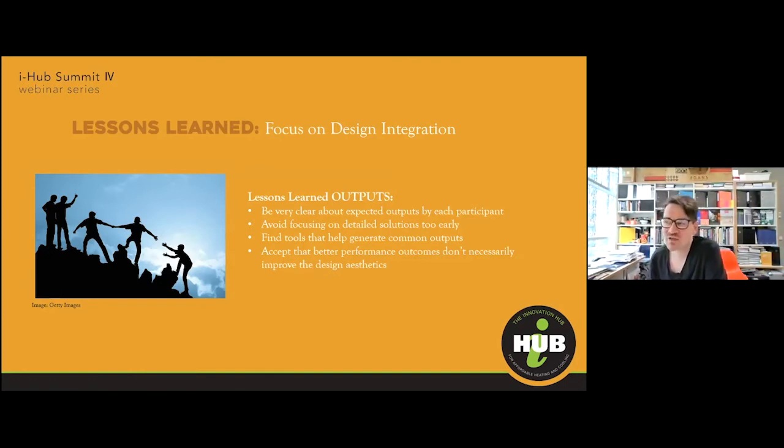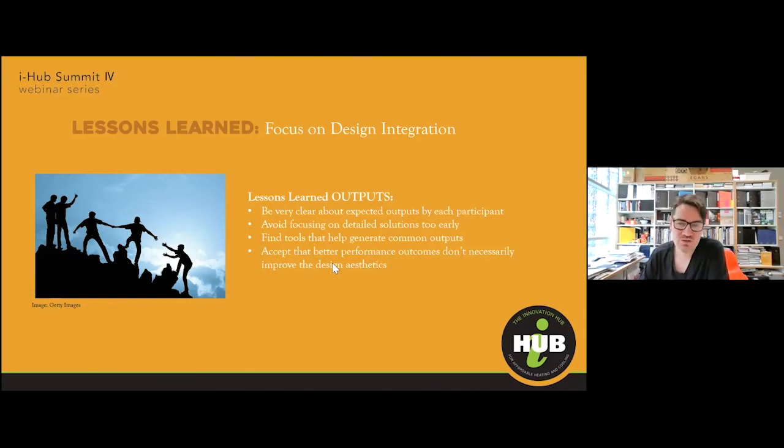And finding tools that help you to generate common outputs. So we're working with one passive house plugin for Rhino Grasshopper that really helped the architects and engineers, and students, to find common ground in their dialogue.